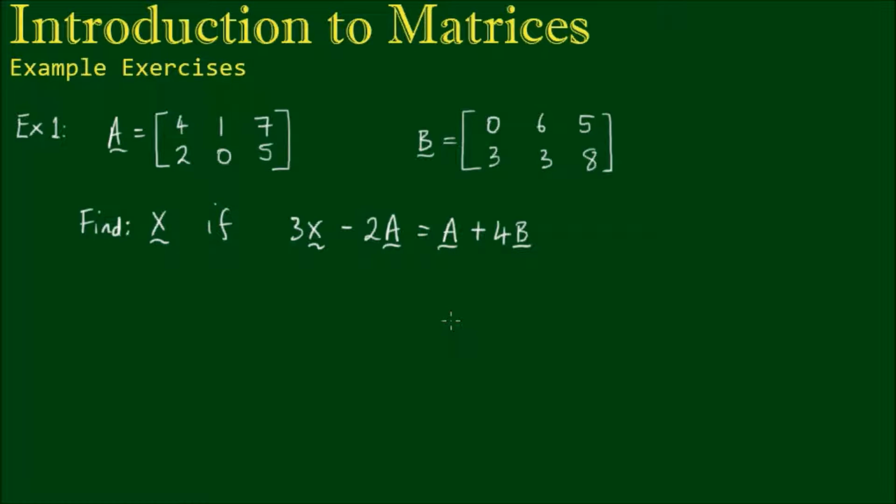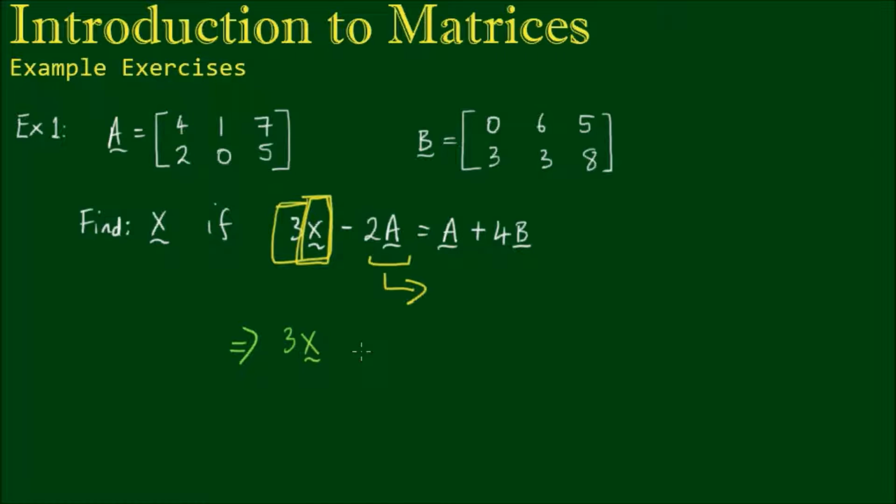The cool thing about matrices and matrix equations is that we can, for the most part, use the principles of algebra. So my goal would be to get 3X on its own, or just X on its own, because it is the unknown that we want to solve for, and have all the known quantities on the other side of the equation. And I can do that by first adding 2A to both sides of the equation.